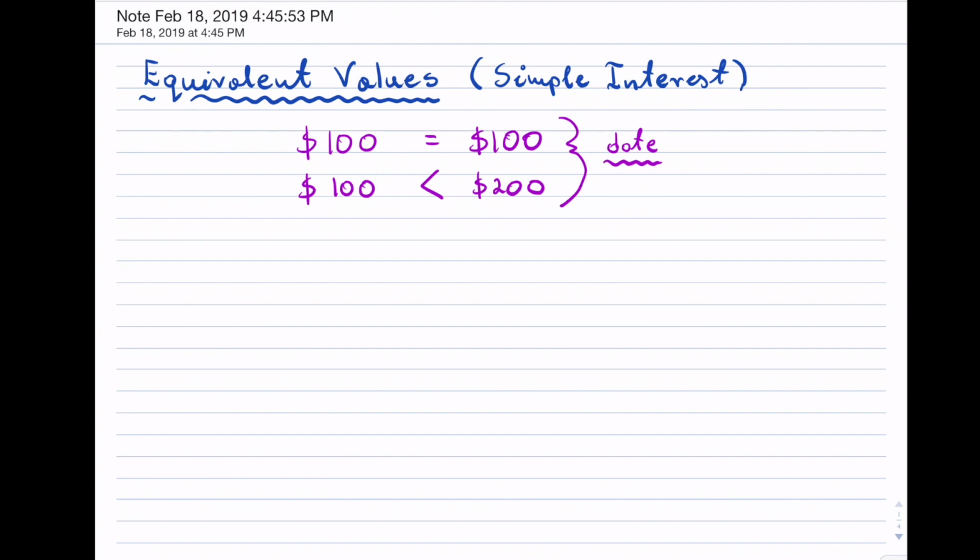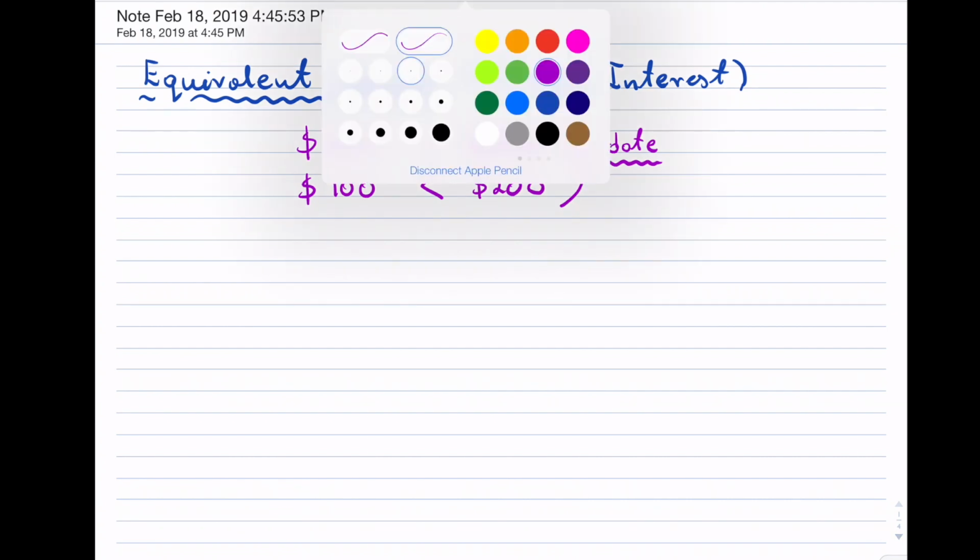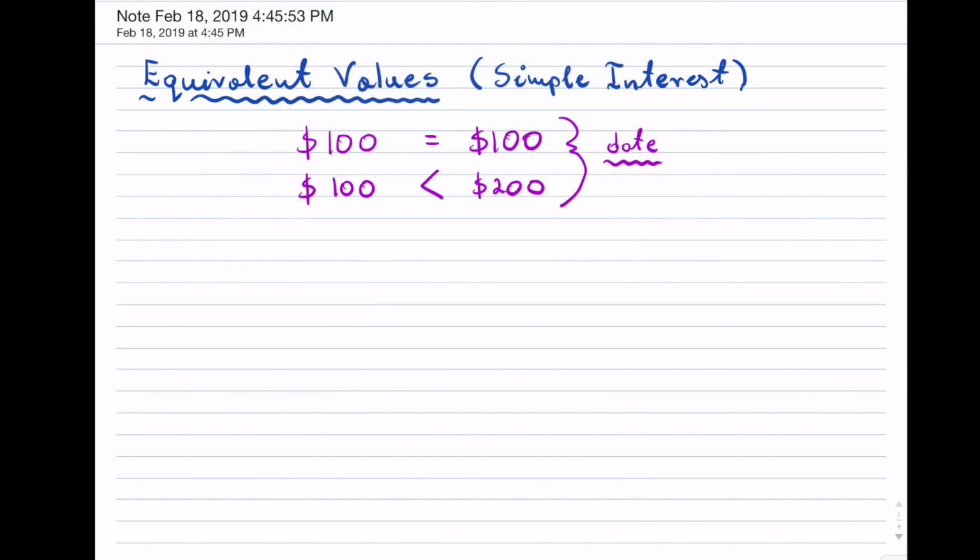Now, when you compare things on the same date in terms of money, we like to call this a focal date. It's the date you want to compare on, and it may not necessarily be today. Maybe you want to compare things one year from now, on this particular day, and see if the two amounts of money are still equivalent.